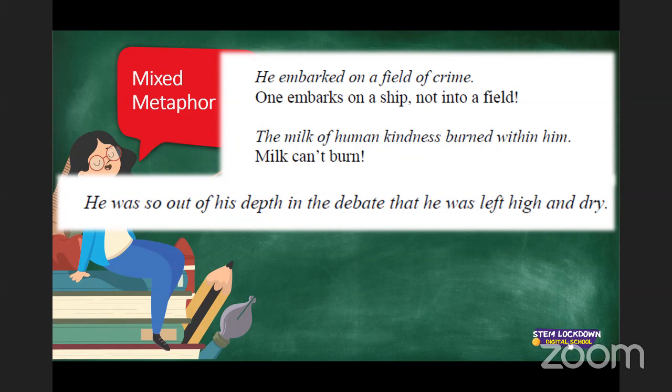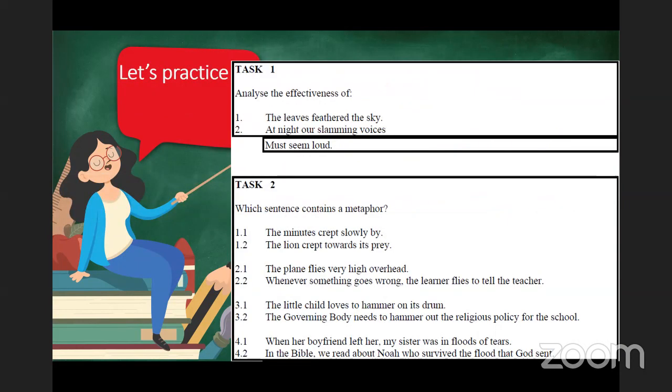Okay, so I hope that was all clear. So I would like us just to do, we have 6 minutes, just a short exercise, a very short one. Okay, so we're going to practice. So you need to analyze the effectiveness of the leaves feathered the sky. Okay, and then at night, our slamming voices must seem loud. So can we just analyze the effectiveness of these two sentences there?